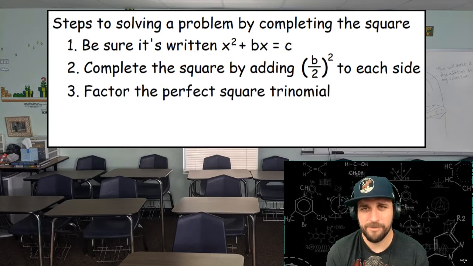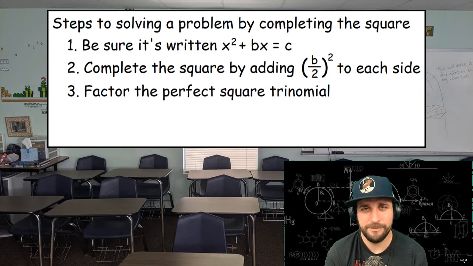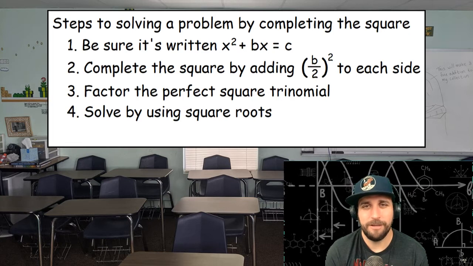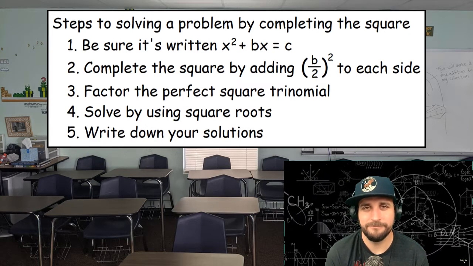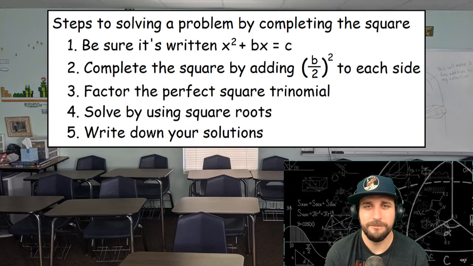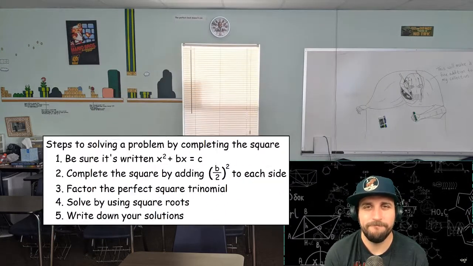After that, step 3, you factor. So we will factor our perfect square trinomial. And then step 4, we'll solve the problem by square roots. And step 5, write down our answer. So those steps hopefully will make more sense in practice. So let's try an example problem.